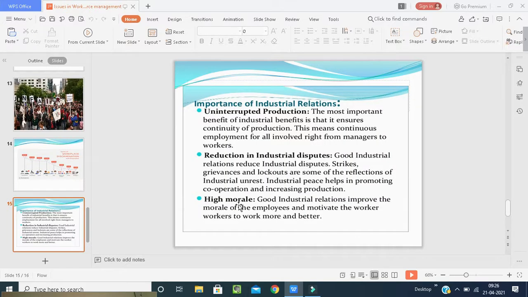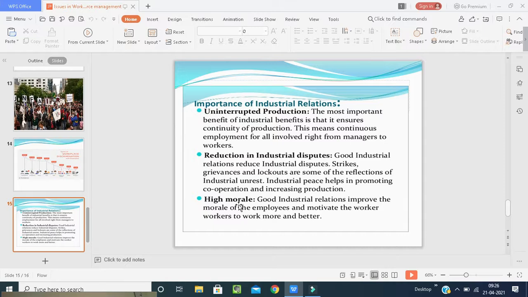Next, the importance of industrial relationship. How should the industrial relationship be? See, in uninterrupted production, the most important benefit of industrial relationship is that it ensures continuity of production. That means continuous employment for all involved, right from managers to workers. So, to come up with the unfair issues, job guarantee and benefit should be there from the employer to the employee.